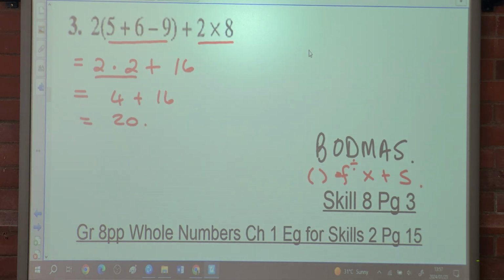So with that you should be able to do Skill 7, 8 and 10 from page 15, the odd numbers.